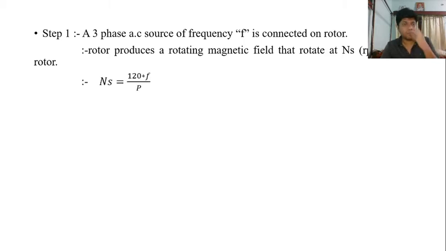Another thing is that the expression of the synchronous speed is 120 into f upon P. Here f is the frequency, and P is the number of poles.